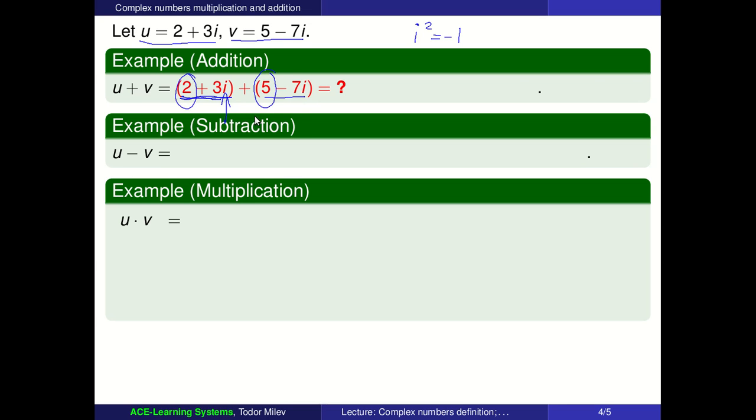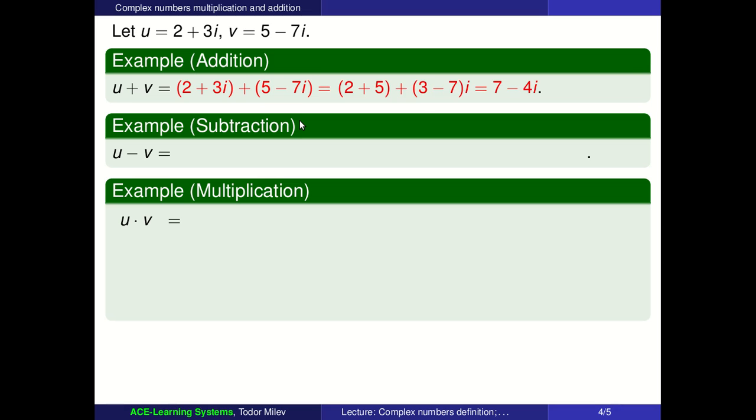When you add 2 and 5, you get 7. And then you'd have to add 3i with negative 7i. When you add 3i with negative 7i, 3 minus 7 is negative 4, so you're going to get negative 4i.